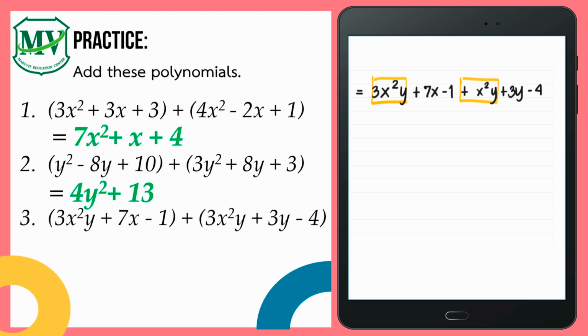So for this problem, there are two terms consisting of two variables in which x is raised to 2. That is 3x squared y and x squared y. Next, since 7x has no like term, we write it as it is. The same rule applies to 3y.